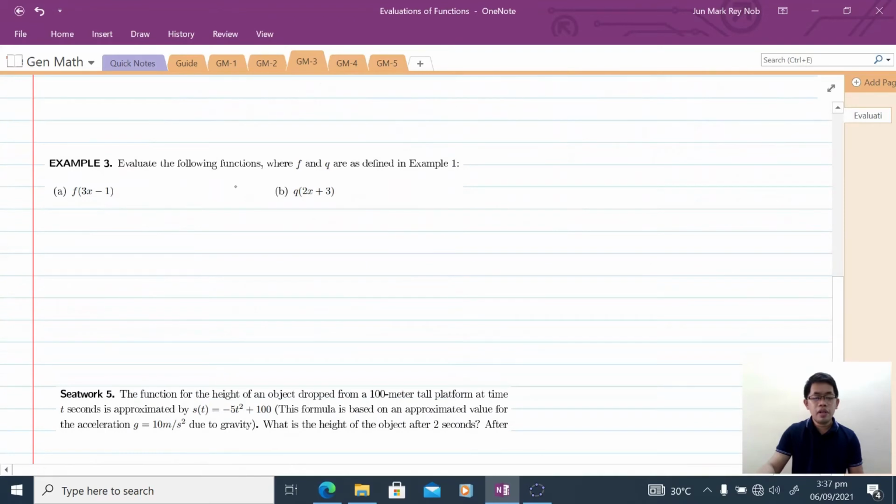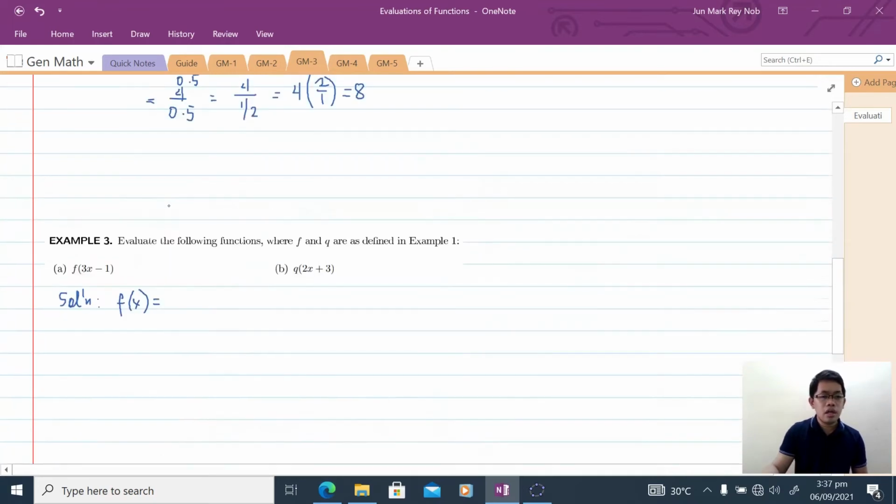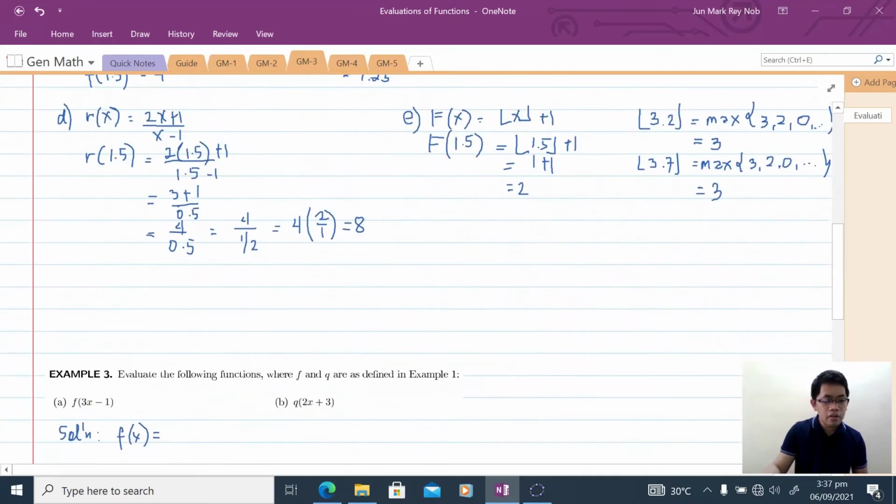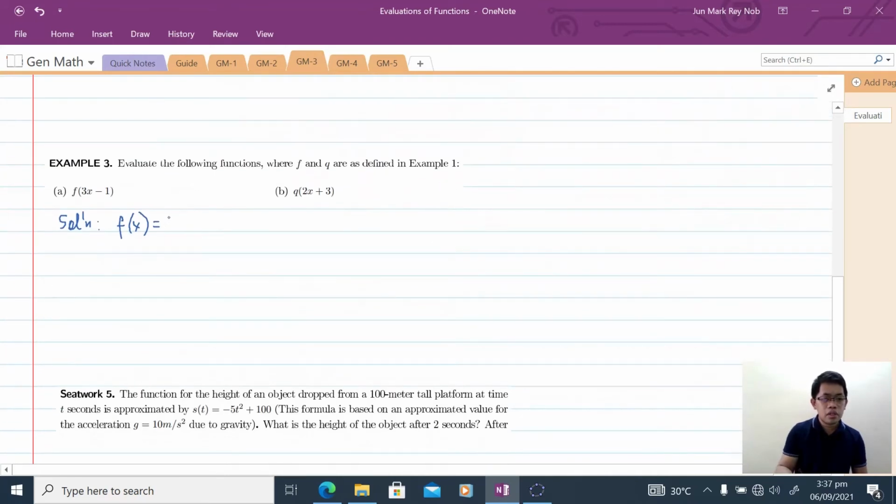Okay. Evaluate the following functions where f and q are as defined in example number 1. Okay, so let's solve this one all together. Let's write our function f of x first. I believe our f of x is 2x plus 1. Right, so we will be replacing x with 3x minus 1. So that means this x will also be replaced with 3x minus 1. And then we have plus 1.